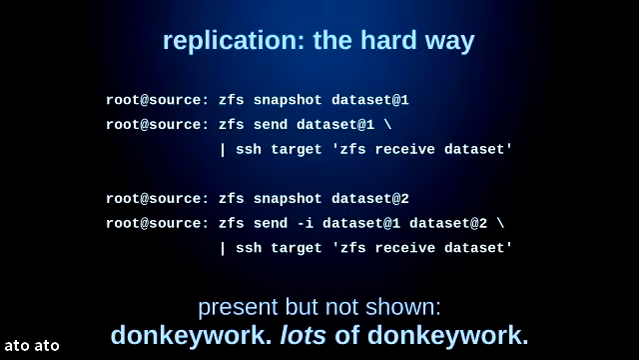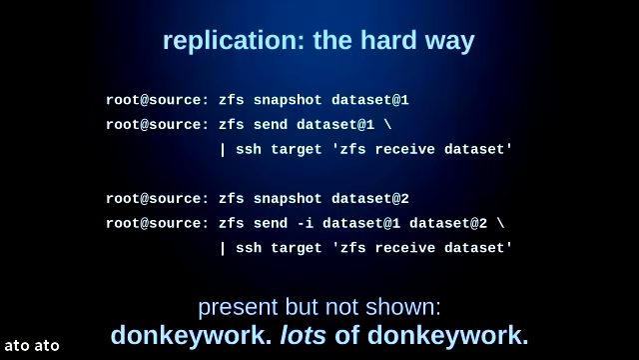Where it gets awesome is in the next step. The next time you go to do it, you take a second snapshot. Now you say zfs send -i for incremental from dataset@1 to dataset@2. Now, in order to do this, you already need to know that your remote side already has snapshot @1, right? If you get that wrong, you won't be able to receive it on the other end.